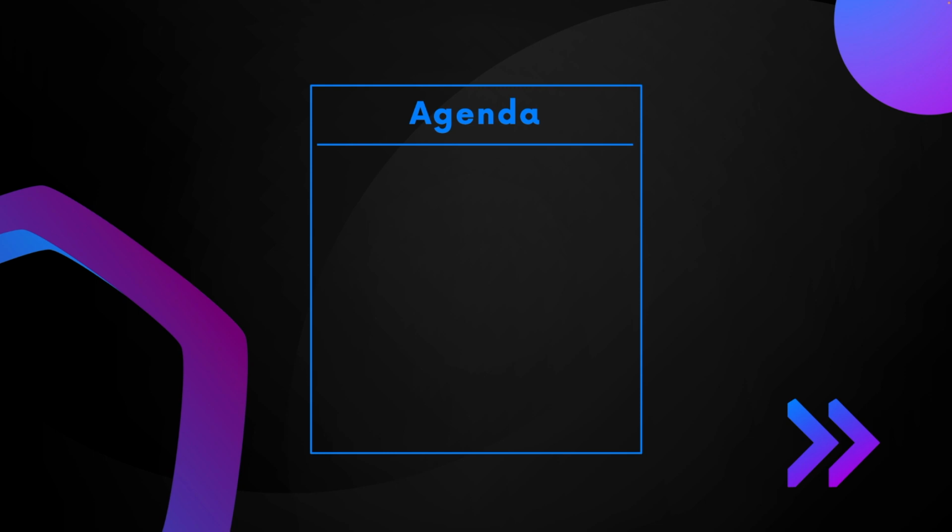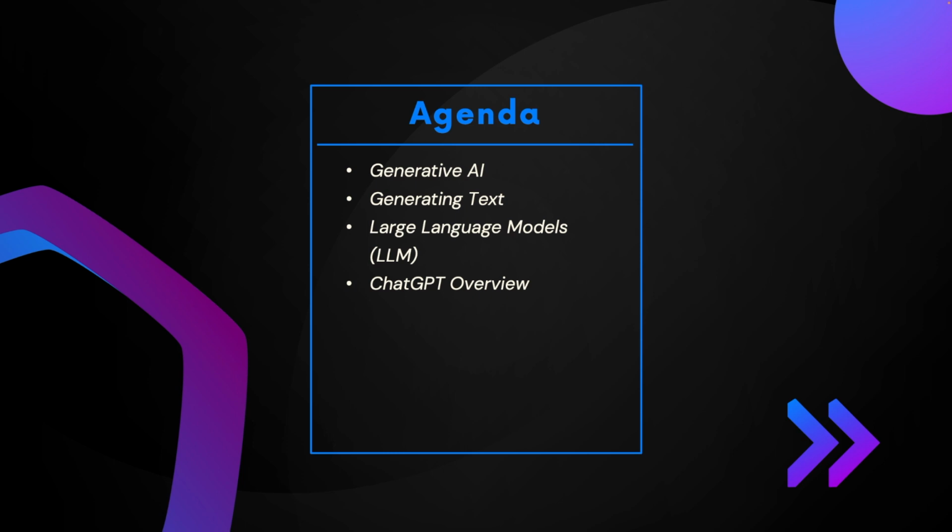First, we are going to build our foundation by understanding the problem space that ChatGPT is trying to solve. We are going to look at topics like generative AI, generating text, and large language models to build our foundation. Then we're going to talk about a basic example of solving the problem that ChatGPT is trying to solve. Finally, we are going to have a ChatGPT overview, followed by prompt engineering.